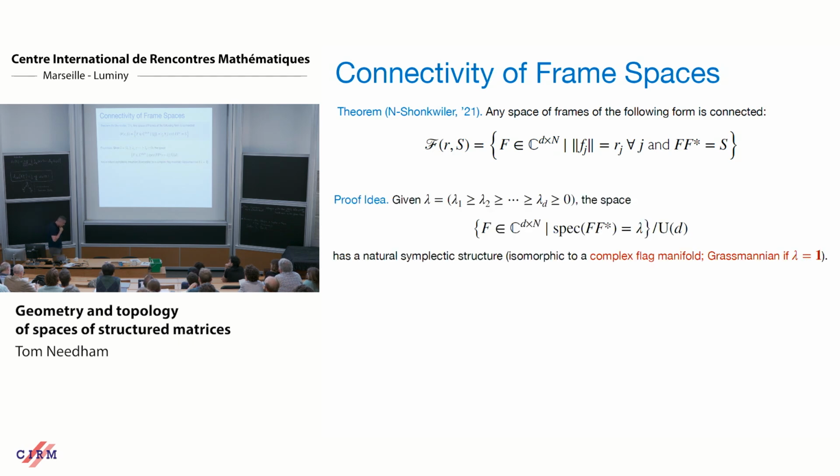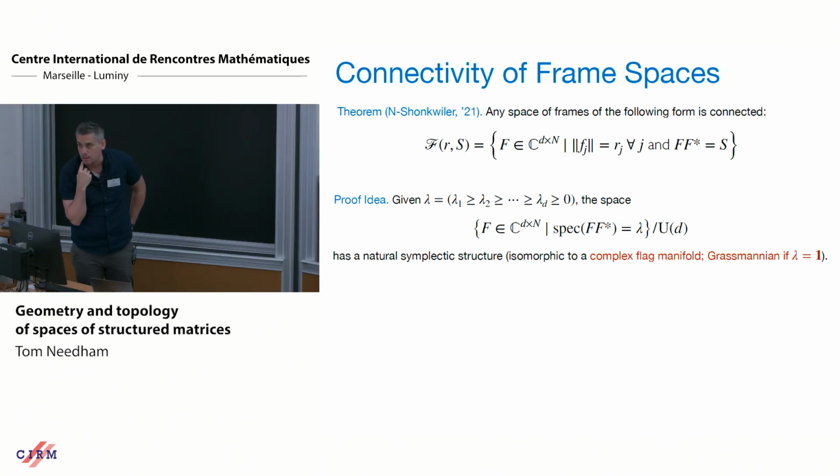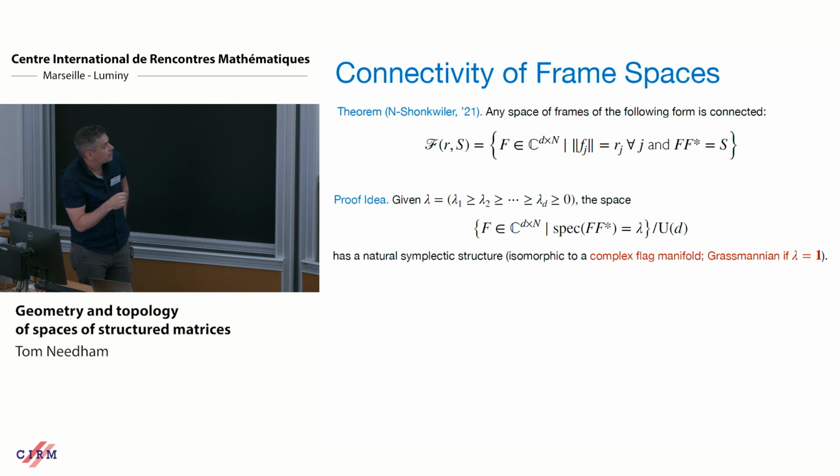So here's the idea. I'm going to consider this space, which is not the frame space, but some related space. I look at spaces of matrices such that the frame operator has prescribed spectrum, okay? And then I mod out by the action of UD by left multiplication. So I get some sort of moduli space of matrices. This is a symplectic manifold in a natural way, okay? And in fact, this is essentially a complex flag manifold.